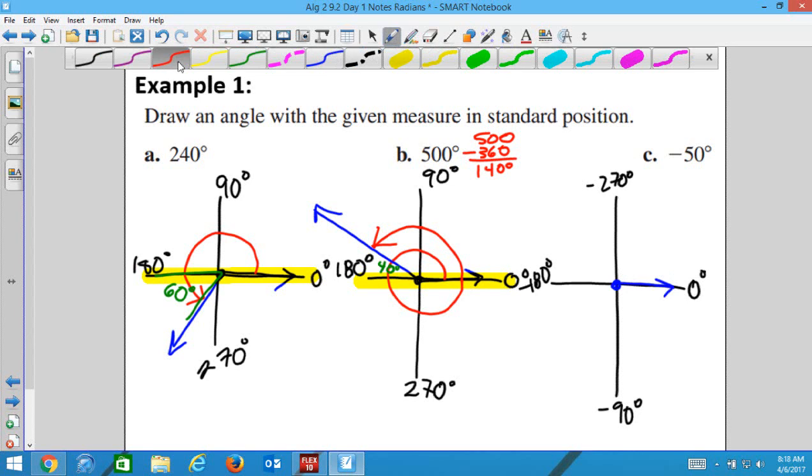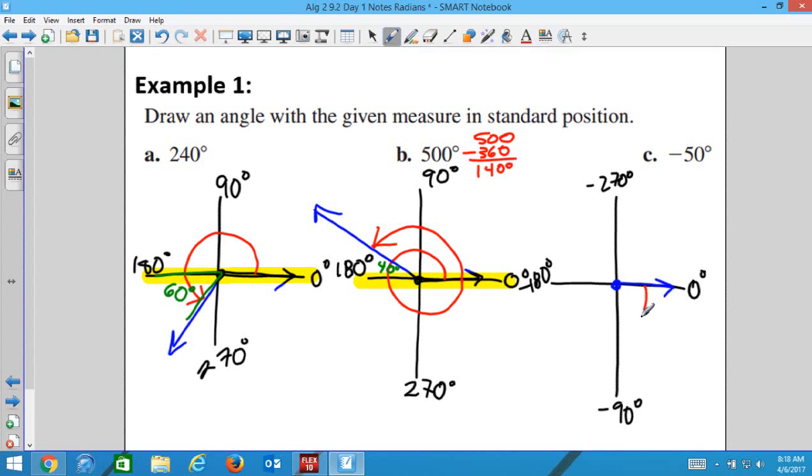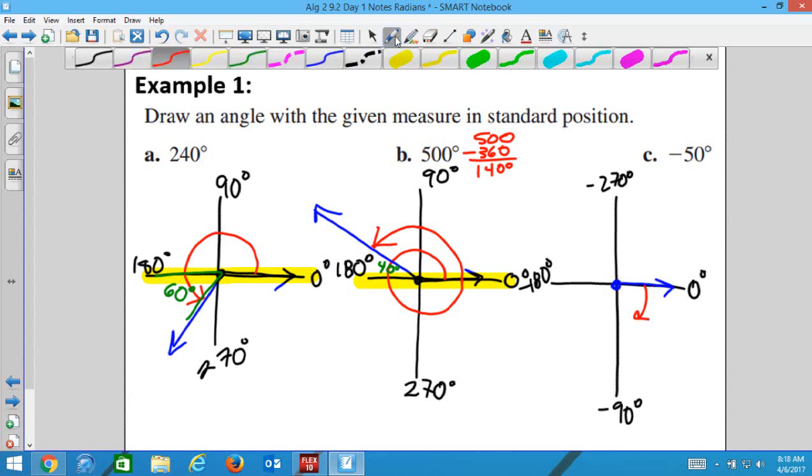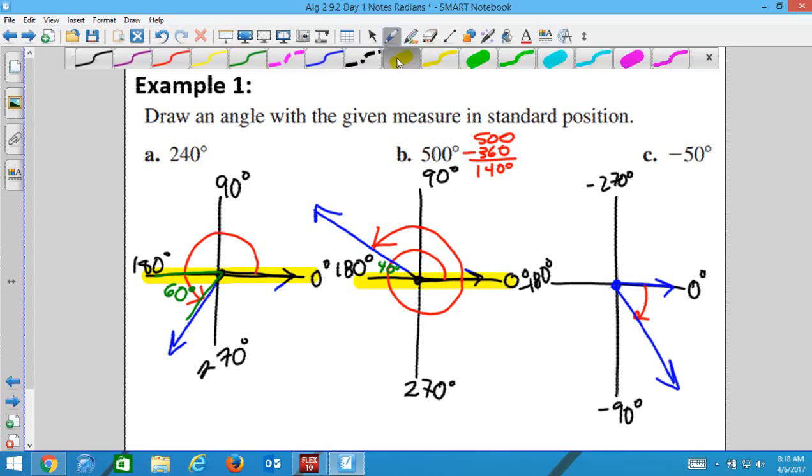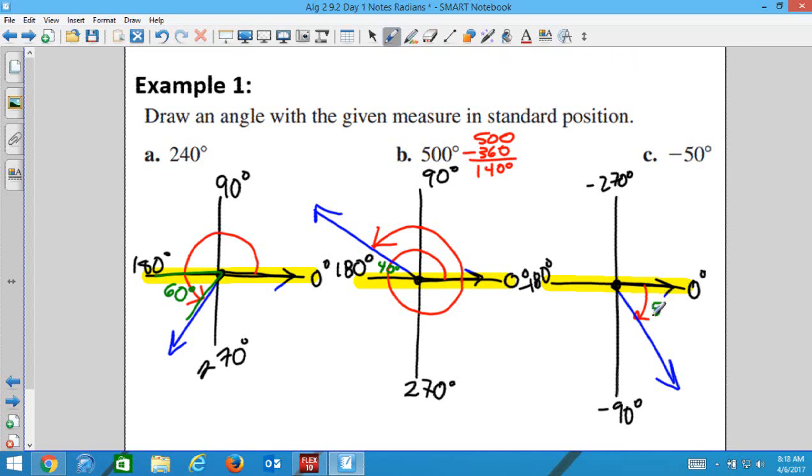So we're going to take this and we're going to go clockwise 50 degrees. And then according to the x-axis, what is that angle right there? Well, the angle itself is 50. The direction that we went is negative. But the angle itself is just 50 degrees. Okay, the negative, again, is only telling me the direction I'm rotating. All right?